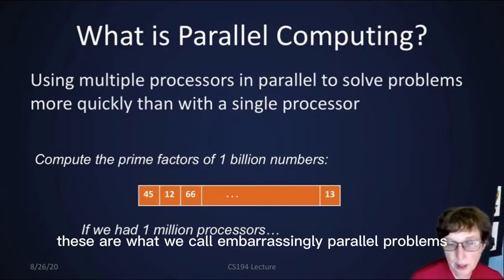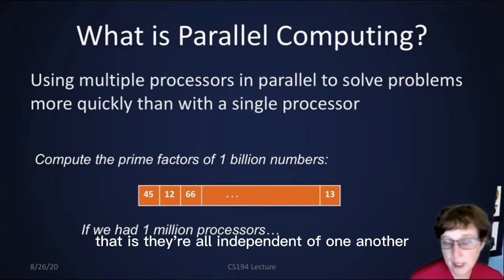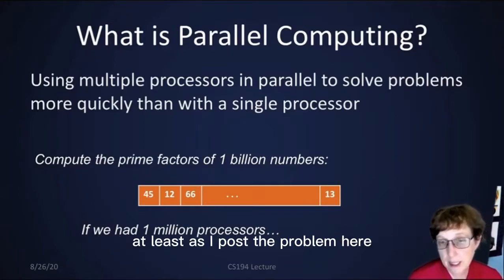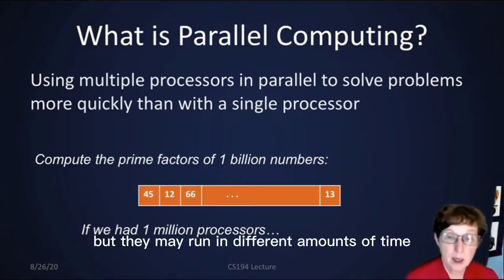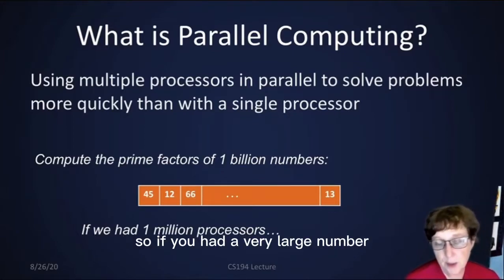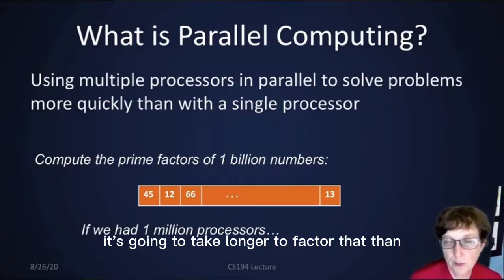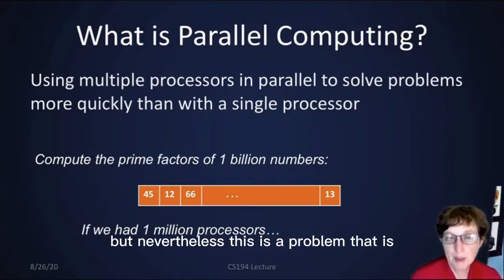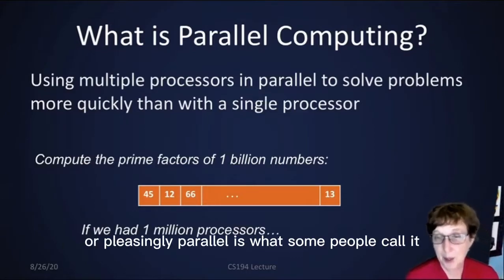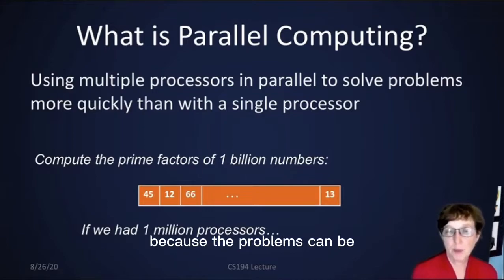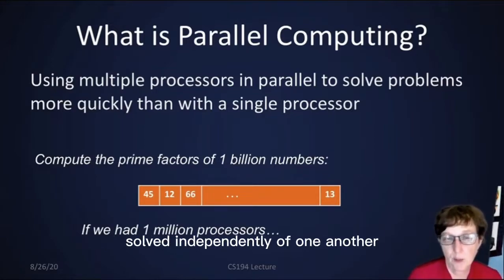These are what we call embarrassingly parallel problems. That is, they're all independent of one another, at least as I've posed the problem here. But they may run in different amounts of time. So if you had a very large number, it's going to take longer to factor that than some very small numbers. But nevertheless, this is a problem that is, in some sense, embarrassingly parallel, or pleasingly parallel is what some people call it, because the problems can be solved independently of one another.